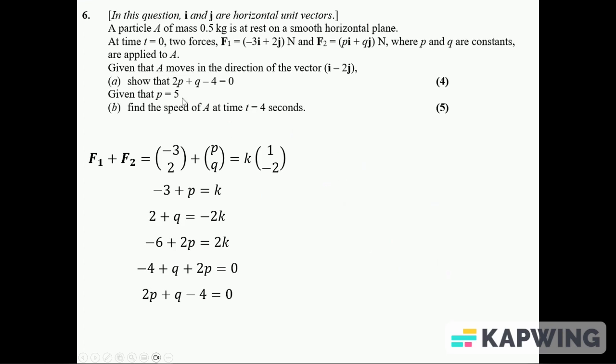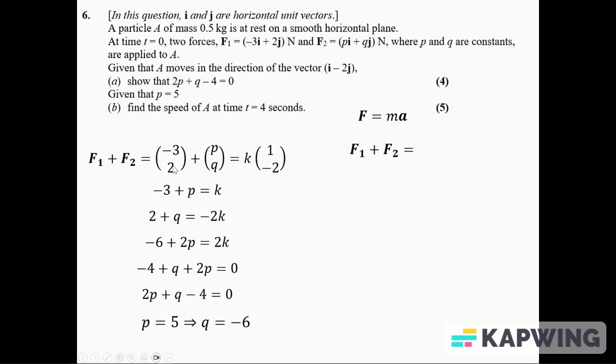Then it tells us that p is equal to 5. So sticking this in here, I'll have 10 plus q minus 4 equals 0, giving you q is equal to minus 6. And then it says find the speed of A when the time t equals 4. I can get the acceleration from the force using F equals ma, and then use suvat to find the velocity, and then I can find the speed.